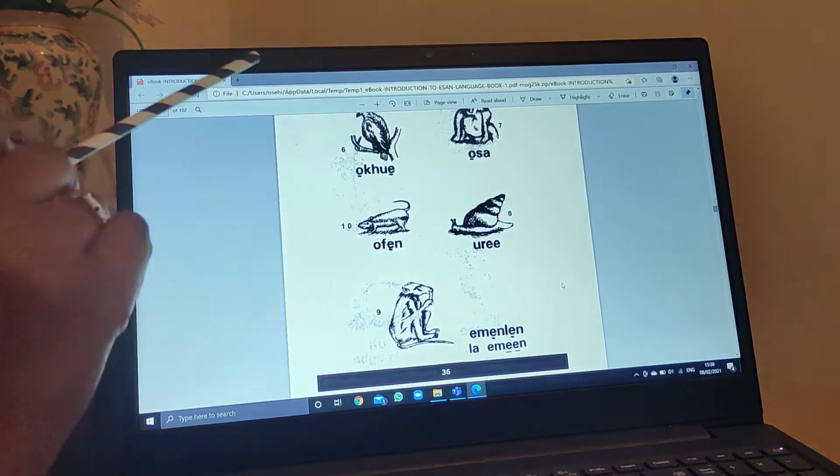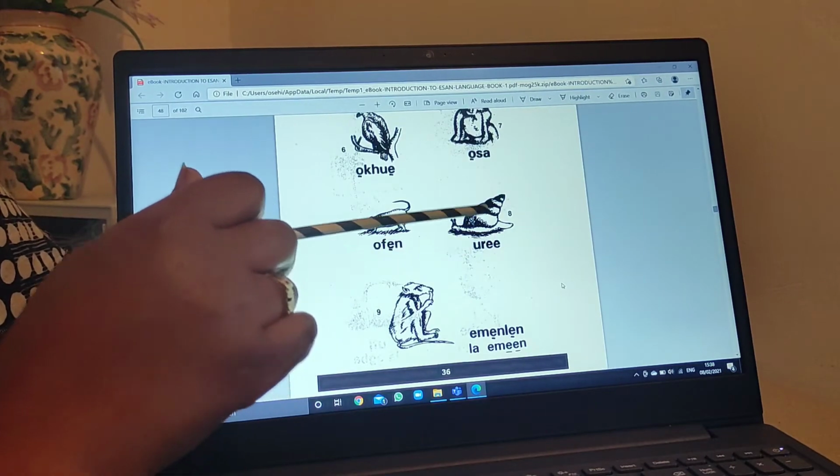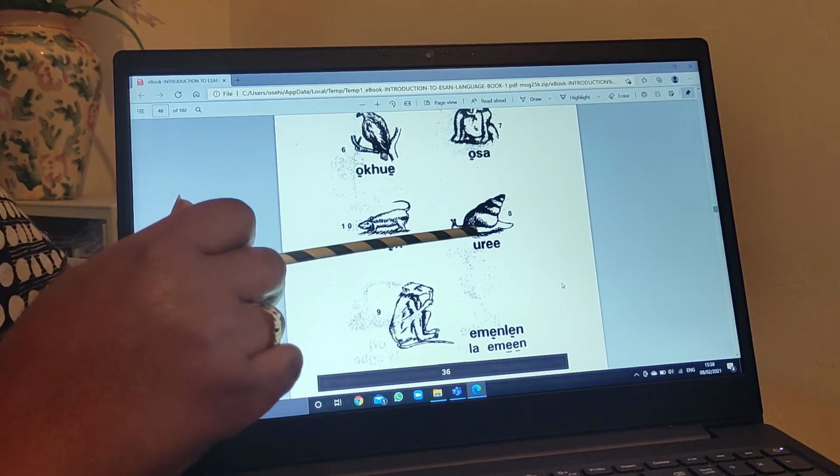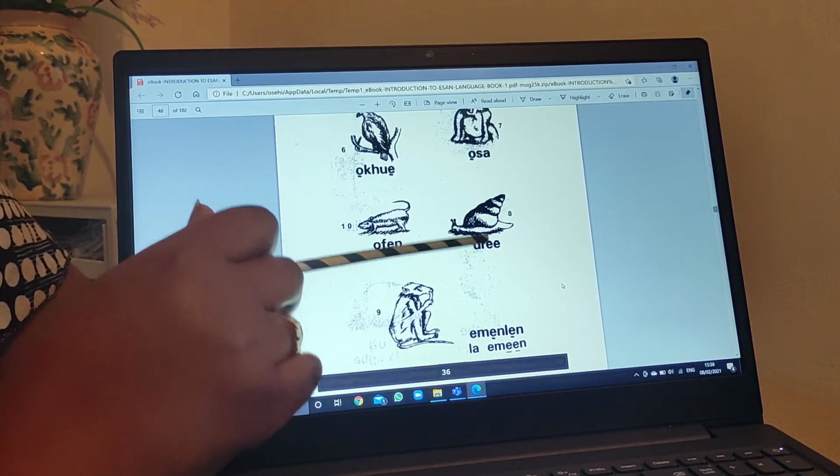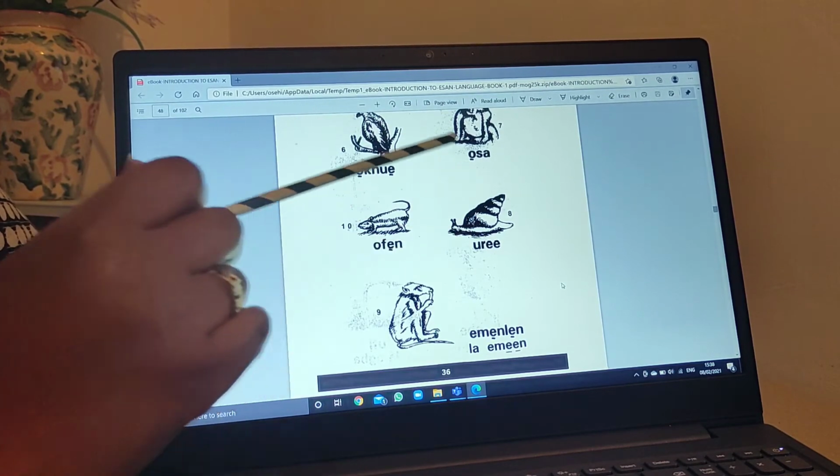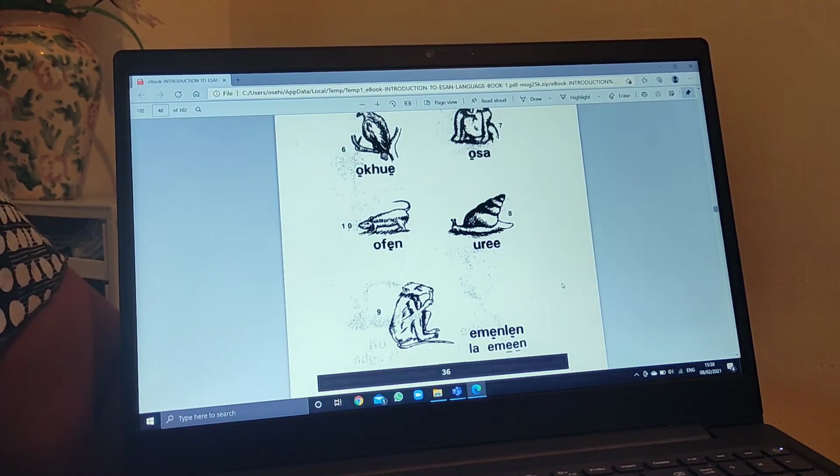Ure is snail. Ure is snail. Probably if you grew up in Esan and most parts of Nigeria, you know this is a very good delicacy in Esan land.